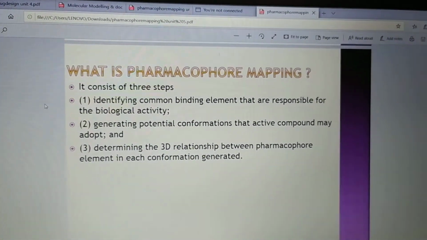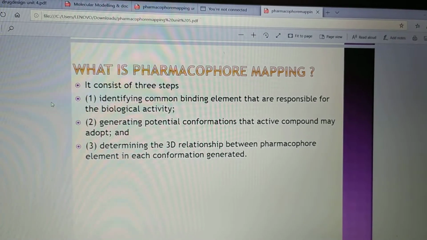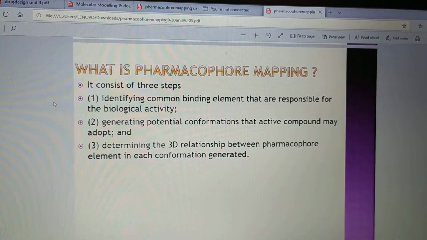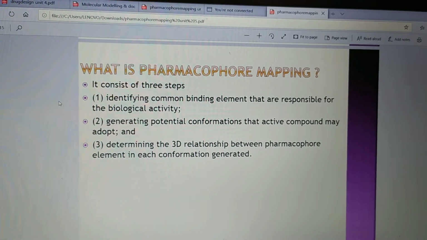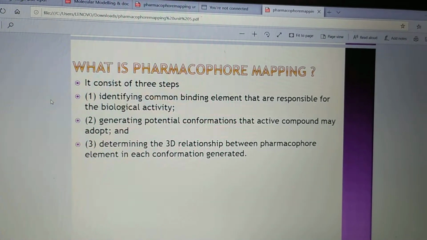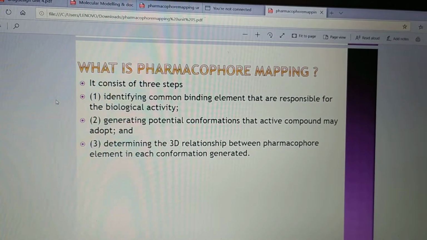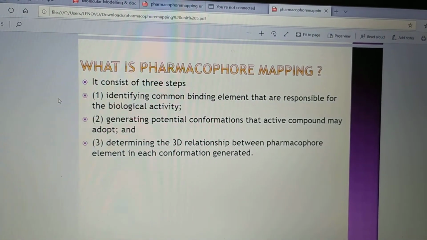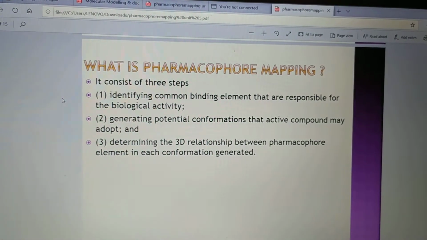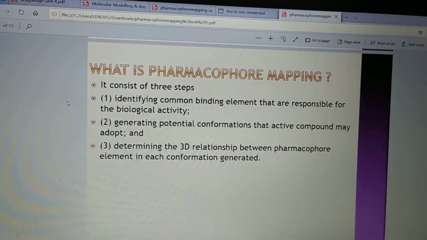Now, how is pharmacophore mapping done? It consists of 3 steps. First, identify common binding elements that are responsible for the biological activity. Second, generate potential conformations that the active compounds may adopt. Third is determining the 3D relationship between pharmacophore elements in each conformation generated.